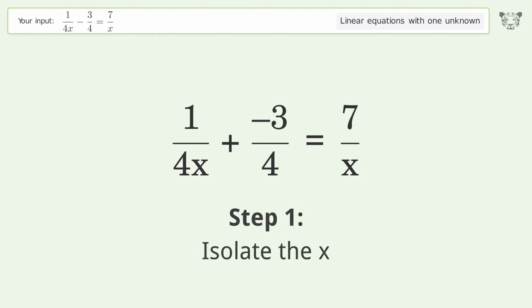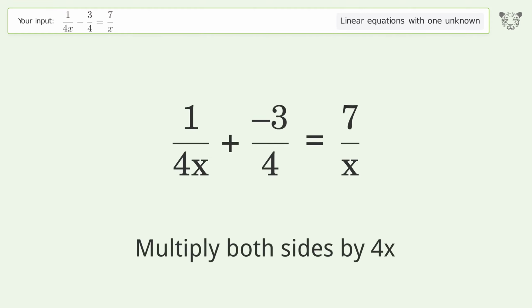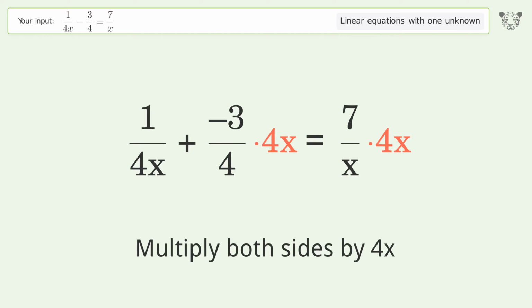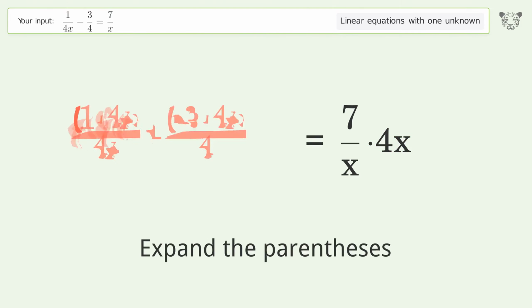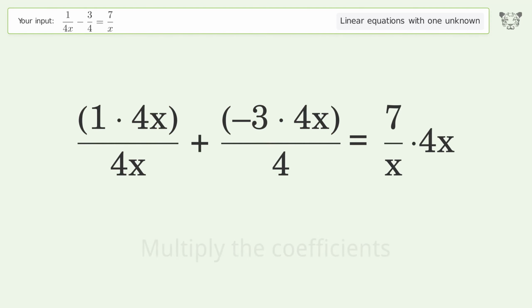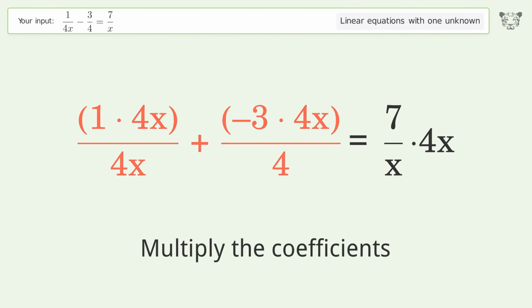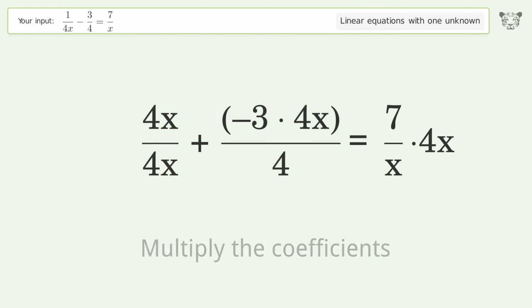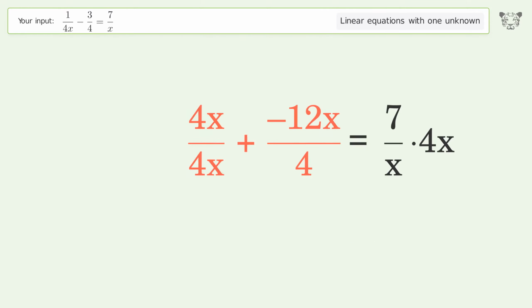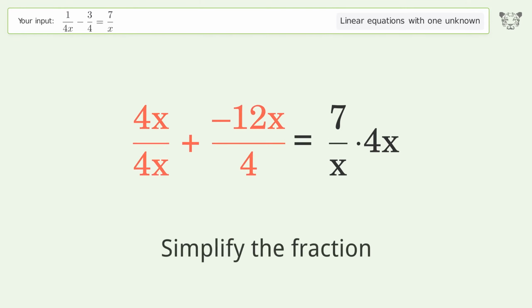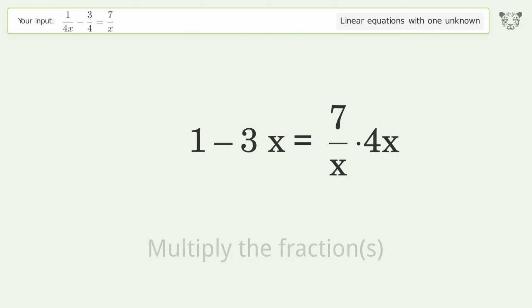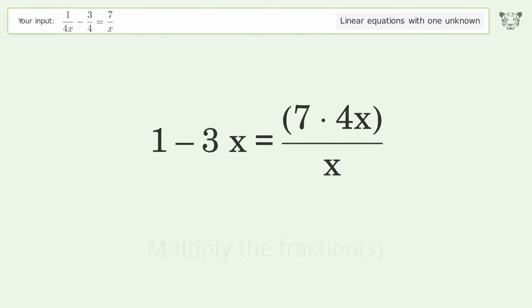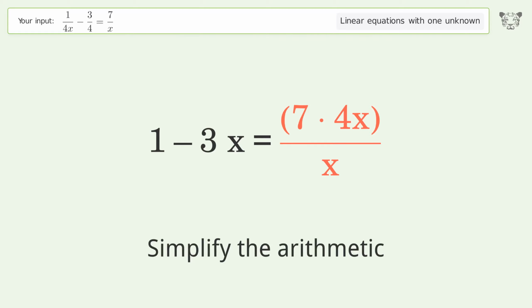Isolate the x. Multiply both sides by 4x. Expand the parentheses. Multiply the coefficients. Simplify the fraction. Multiply the fractions. Simplify the arithmetic.